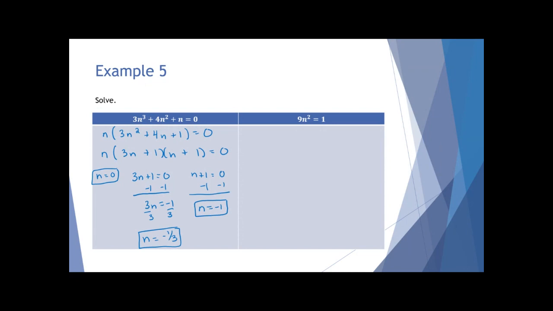Next, I have 9n squared equals 1, so I have to make it equal to 0, so I have to subtract the 1 from both sides. And generally, we want the highest term to be positive, so that's why I subtracted the 1 and not the 9n squared. So I have 9n squared minus 1 equals 0. This is another difference of squares. This factors to 3n plus 1 and 3n minus 1. So that's equal to 0.